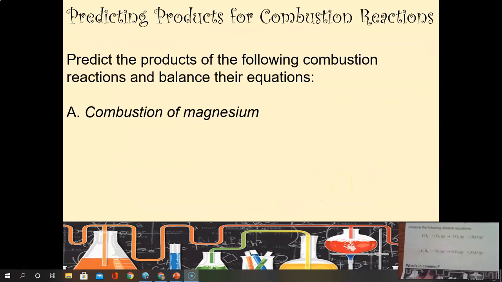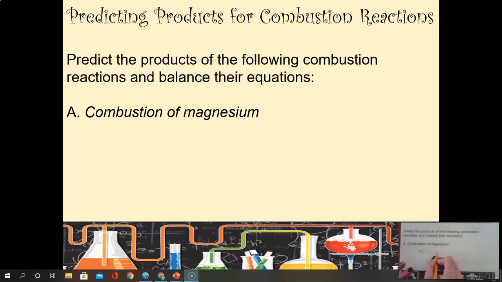So the combustion of magnesium. We're going to do that one. Okay, make sure it's in your pane. Yeah, it is. So the combustion of magnesium. How do we know it's a combustion reaction? Well, it'll tell you it's a combustion reaction, or it'll say magnesium is burned or something like that. So magnesium is my metal, Mg. I need oxygen to burn, okay? So magnesium plus oxygen. This is the same setup.